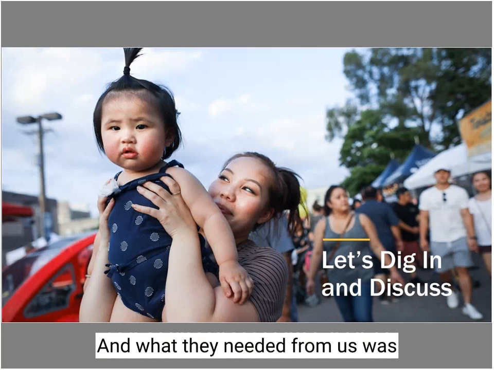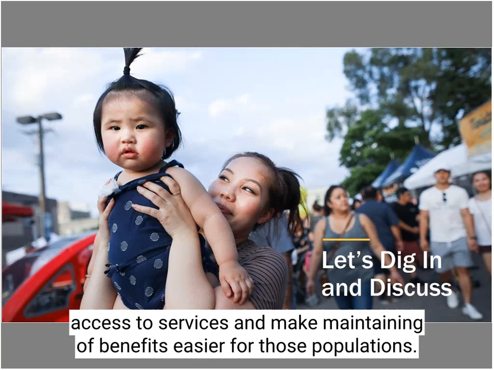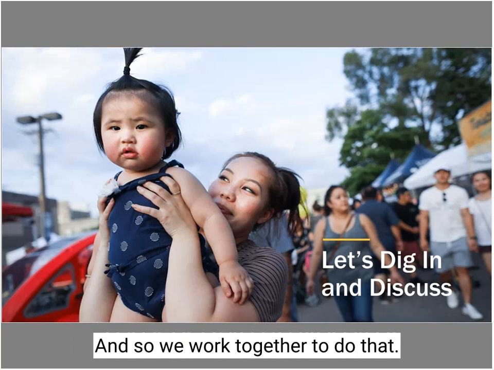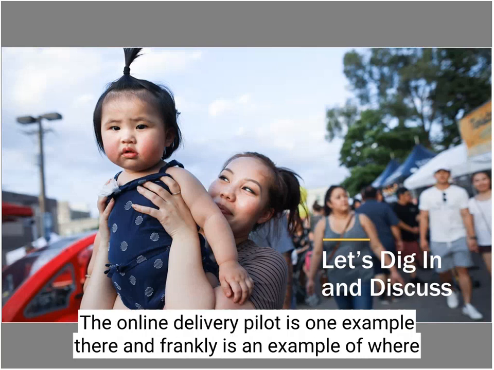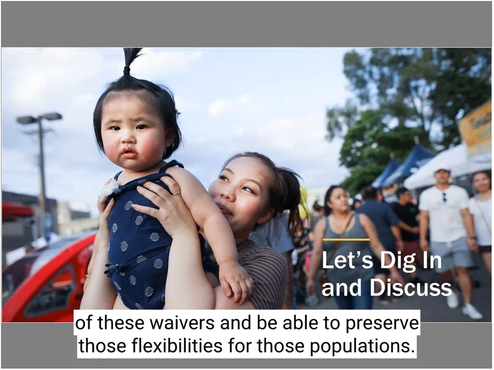And what they needed from us was the ability to access federal waivers to try to improve access to services and make maintaining of benefits easier for those populations. And so we worked together to do that. The online delivery pilot is one example there. And frankly, it's an example of where we will come out of COVID-19 stronger because we're going to maintain some of these waivers and be able to preserve those flexibilities for those populations.